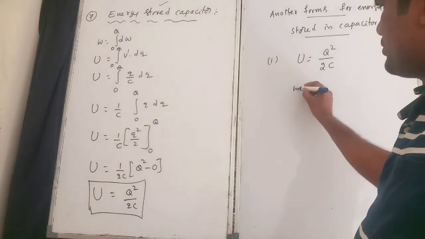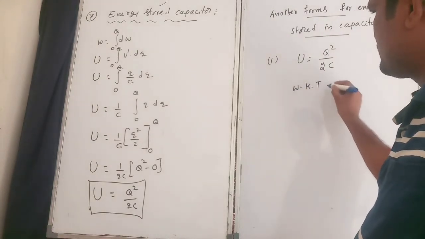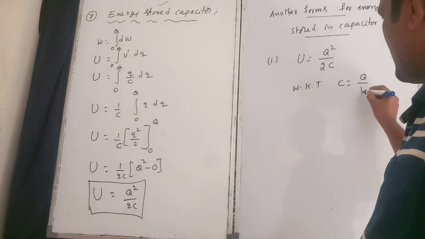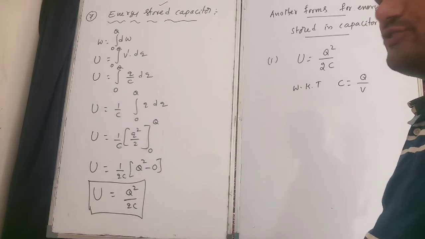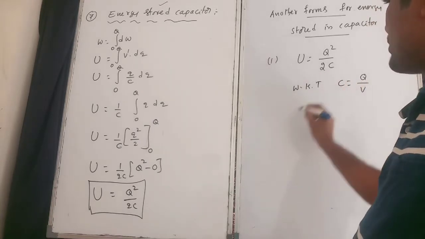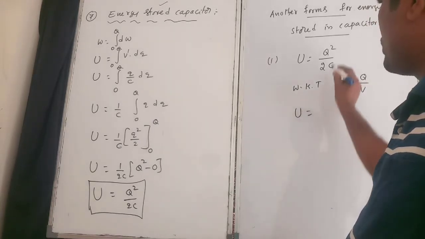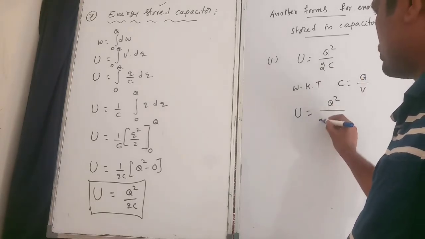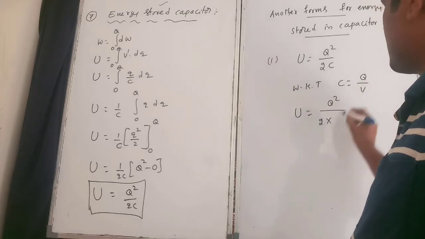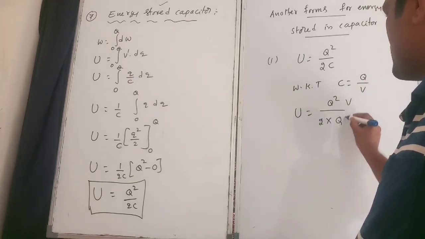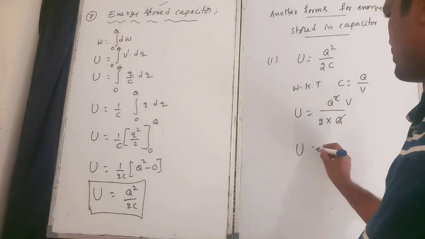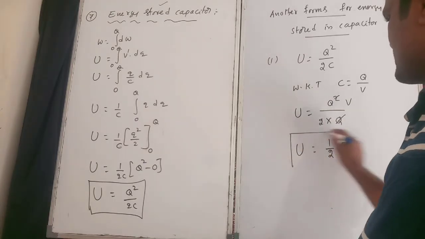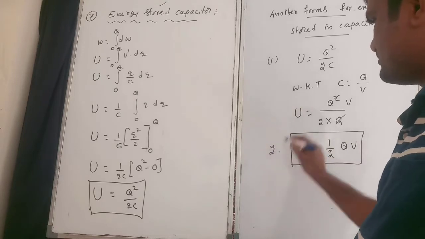And we know that C is equal to Q by V. Correct? So now U is equal to Q square only, divided by 2 into C, and C is equal to Q by V. So one Q gets cancelled. U is equal to 1 by 2 Q into V. This is the second formula.